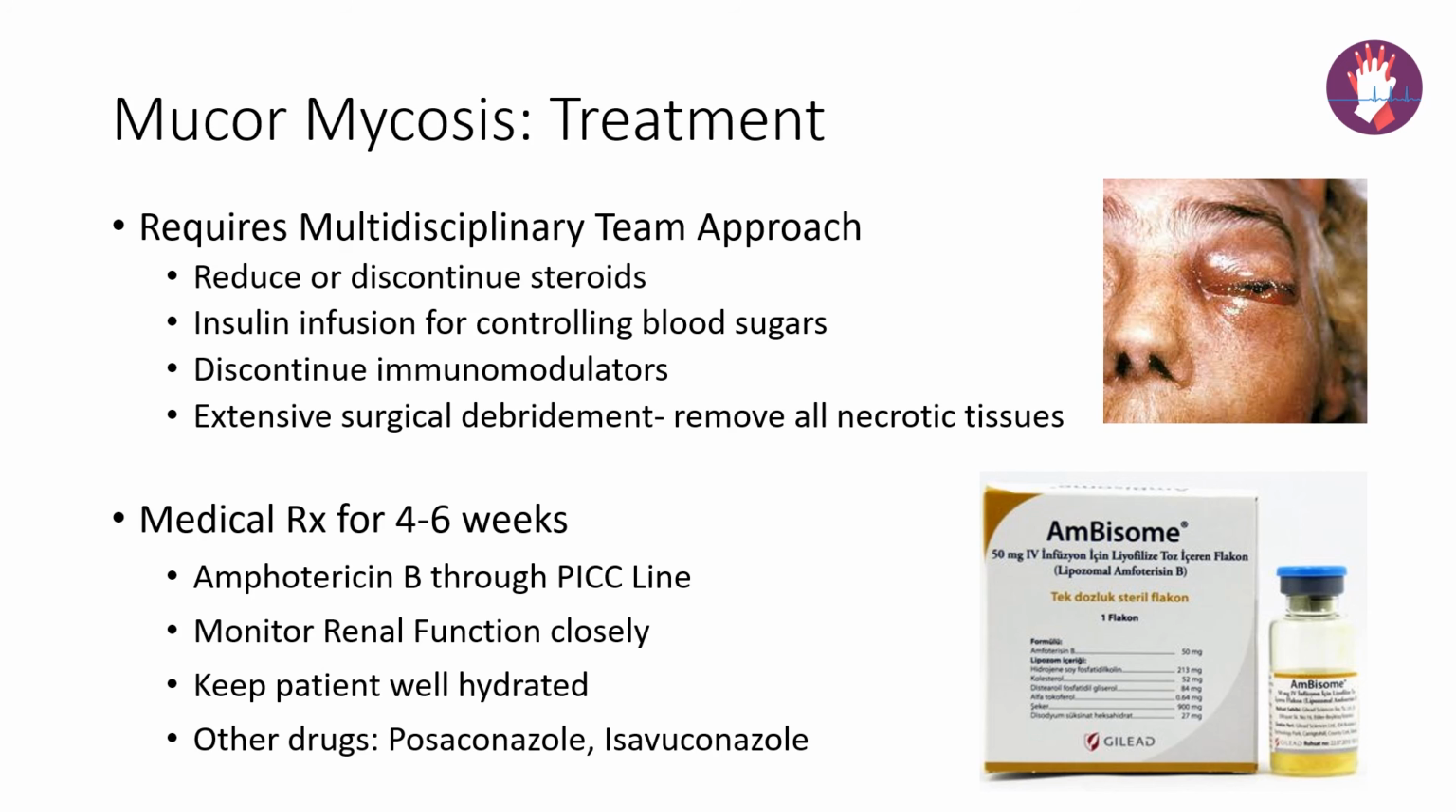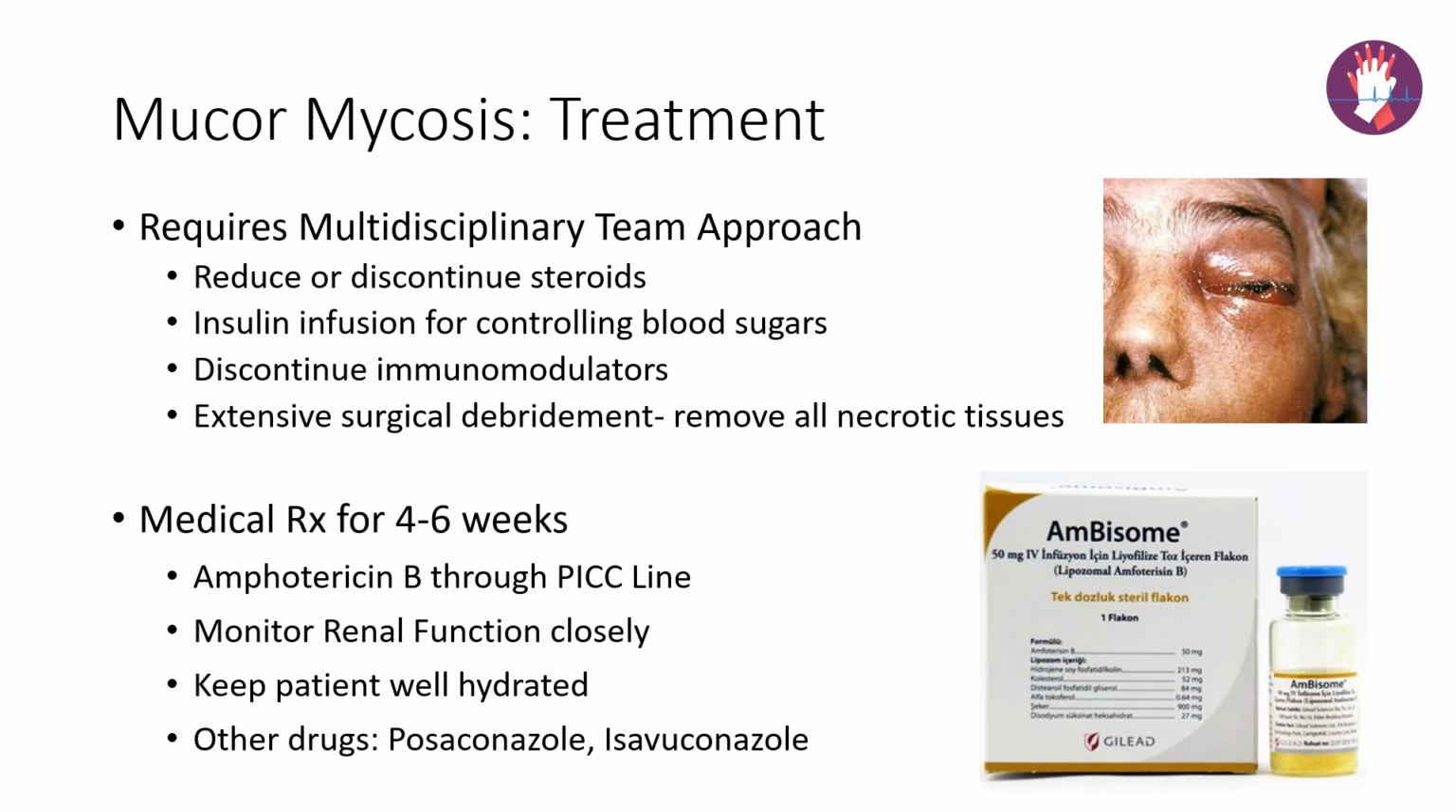So what would you do from a medical management perspective? It is important to reduce or discontinue steroids as soon as possible. The blood sugars should be controlled. As we discussed before, higher blood sugar creates a better environment for rampant spread of the infection. So insulin infusion for hyperglycemia is important. Discontinue all the other immunomodulators as well. And if there is necrotic tissue in your CT or MRI scan, extensive surgical debridement of these tissues is important in arresting the spread of the infection.